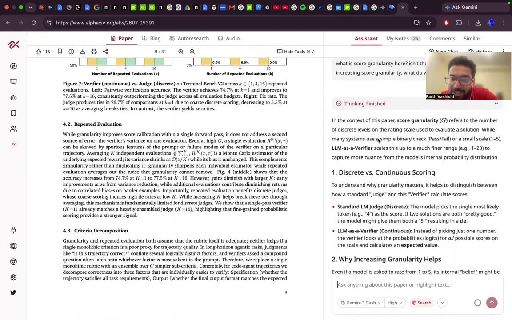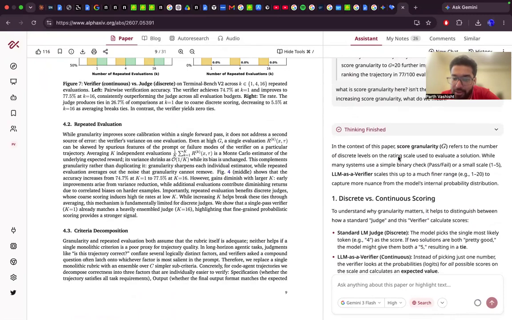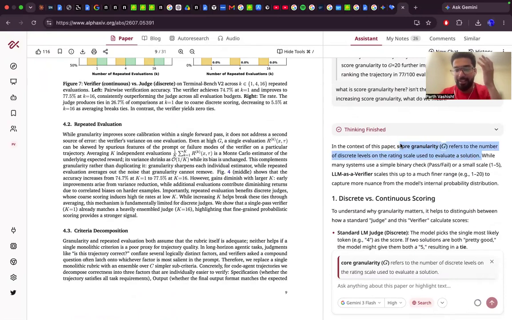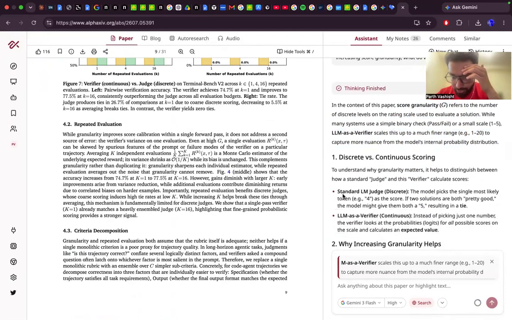Awesome. Okay, so what we have here is, in the context of this paper, score granularity G refers to the number of discrete levels on the rating scale used to evaluate. While many systems use simple binary check, discrete and continuous scoring.